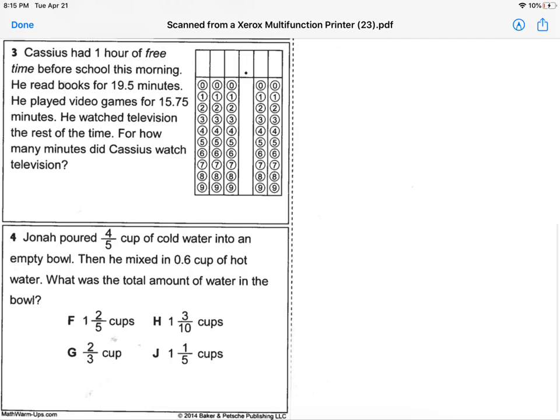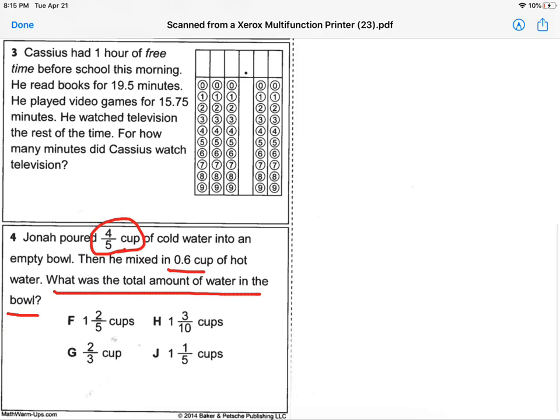Okay? Number 4, Jonah poured 4/5 cups of cold water into an empty bowl. Then he mixed 6/10 cups of hot water. What is the total amount of water in the bowl? All right. What's the total amount of water in the bowl? So Jonah poured 4/5 cups of cold water into a bowl. He mixed 6/10 of hot water. What's the total amount? So you've got a fraction and you've got a decimal.